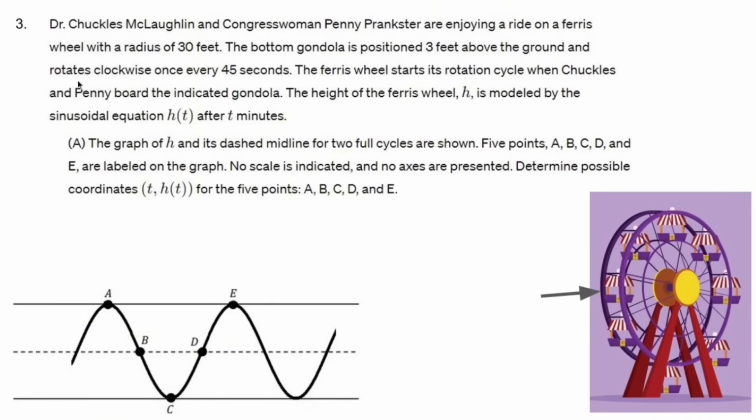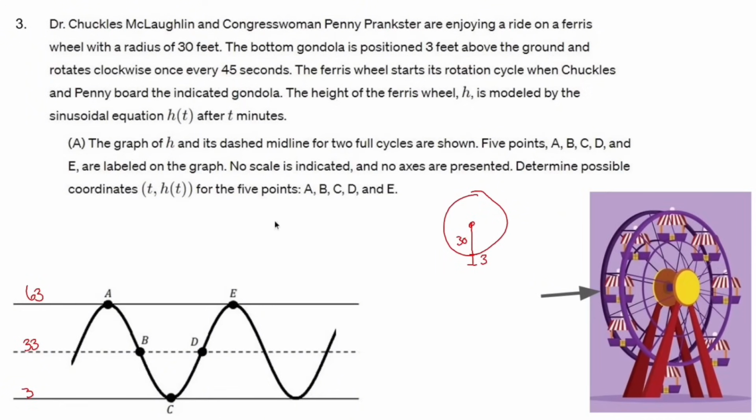They're enjoying a ride on a Ferris wheel with a radius of 30 feet. The bottom gondola, which these are called gondolas, the bottom gondola is positioned 3 feet above the ground and rotates clockwise once every 45 seconds. All right, so let's pause right there. You got yourself a circle. You got yourself a radius of 30. You got yourself the fact that this is 3 feet off the ground, which means if I were to label these, which I'm going to do in a moment, you know that you're going to be 3, and you're going to be 30 more than that, and you're going to be 30 more than that. Okay, so that's the information that I have so far when it comes to height.